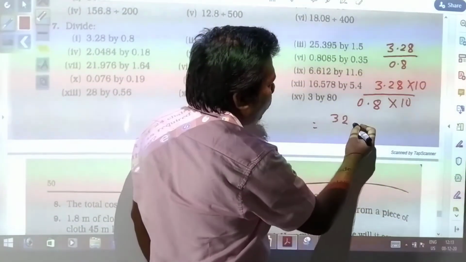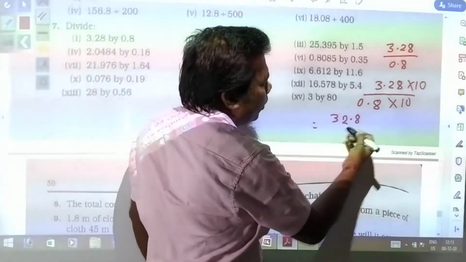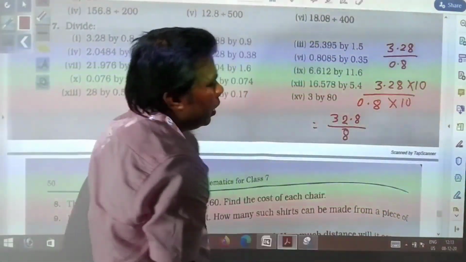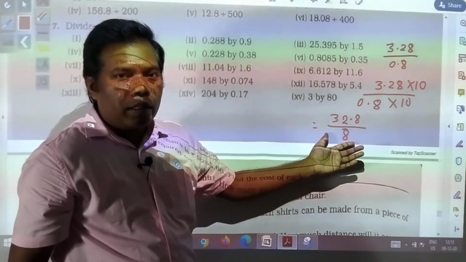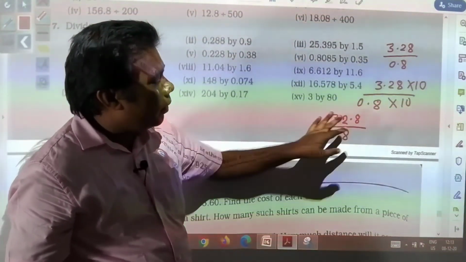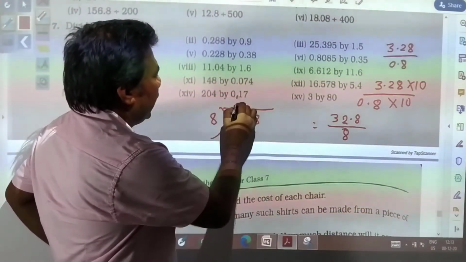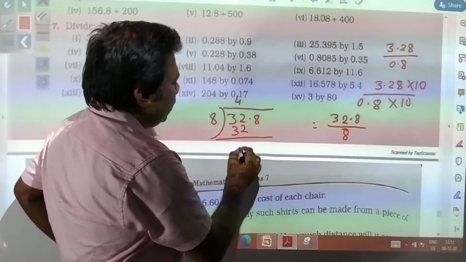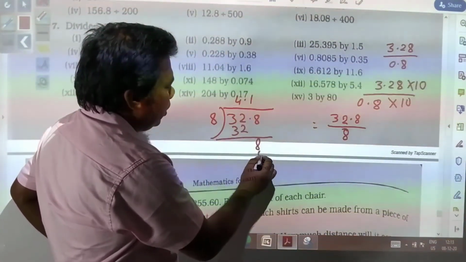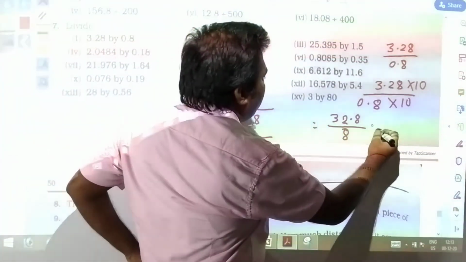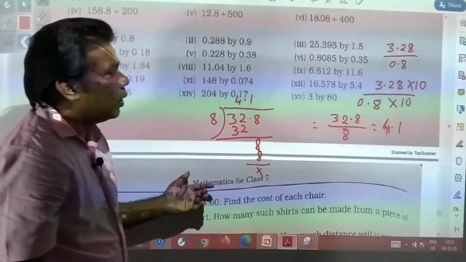32.8. 10 you have, this has been moved right side, 32.8, and here you have 8. Now in simple form it has been converted. So now you need to divide this, 32.8 divided by 8. 8 4s are 32. Decimal you have, here you will put, 8 will be taken down, 8 1s are 8. So your answer will be 4.1. In this way, this type of questions are required to be solved.